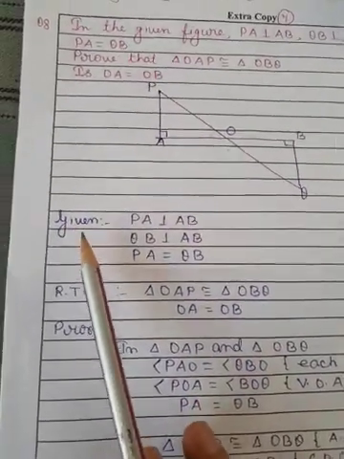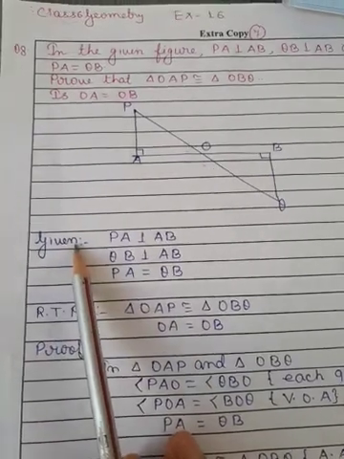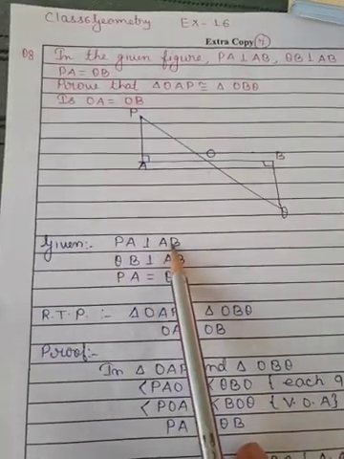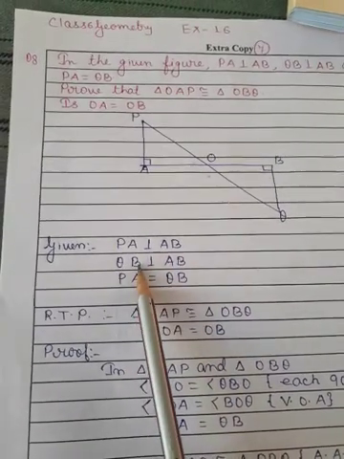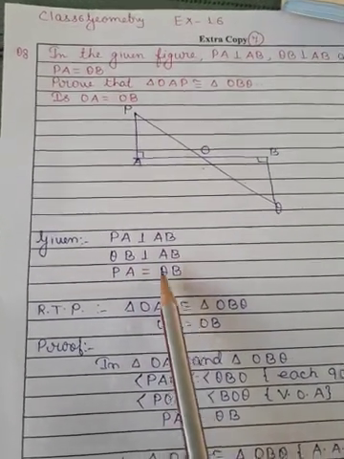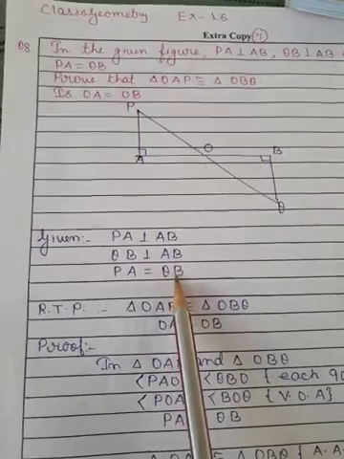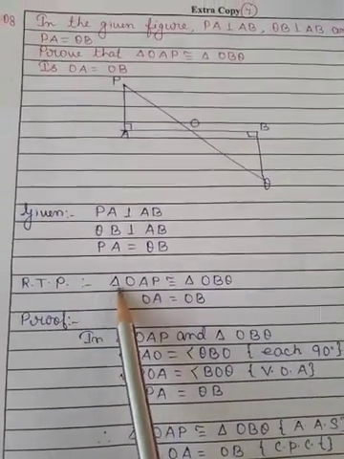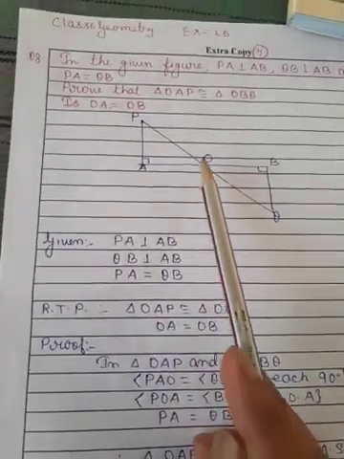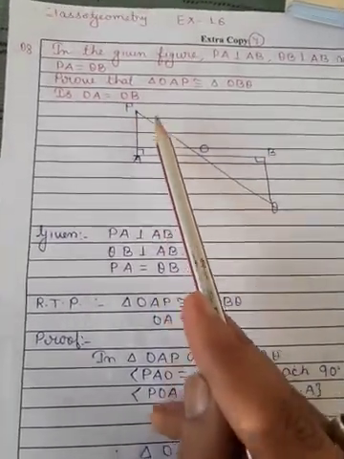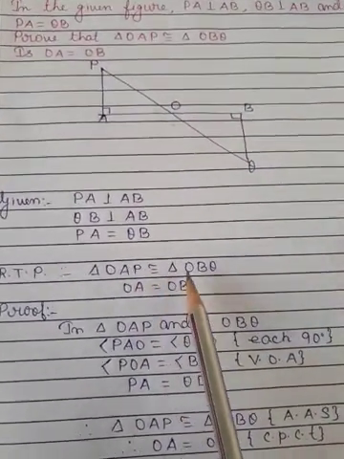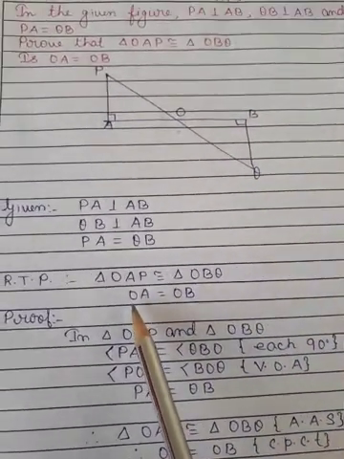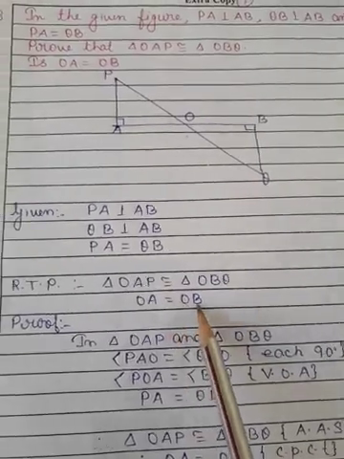So let us start. First of all write the given, whatever is given in the question. It is given that PA perpendicular AB, QB perpendicular AB and PA equal to QB. RTP, what we have to prove: triangle OAP congruent triangle OBQ, and we have to prove OA equal to OB.